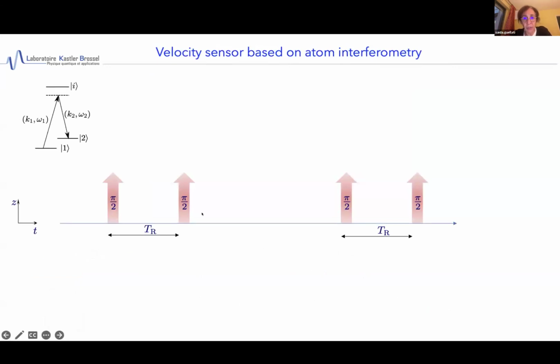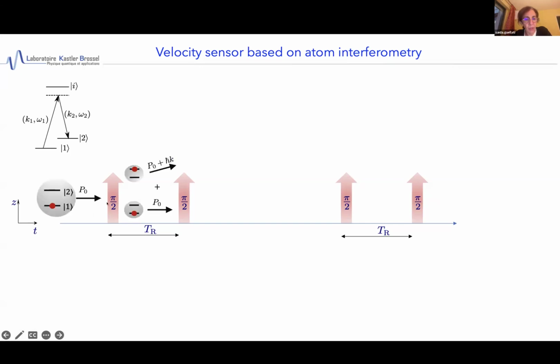We have to measure this velocity. We have a velocity sensor based on atom interferometer. And then we use the Ramsey-Bordé atom interferometer, which consists of 4 π/2 pulses. Each pulse induces a Raman transition between the 2 hyperfine levels of the fundamental state.